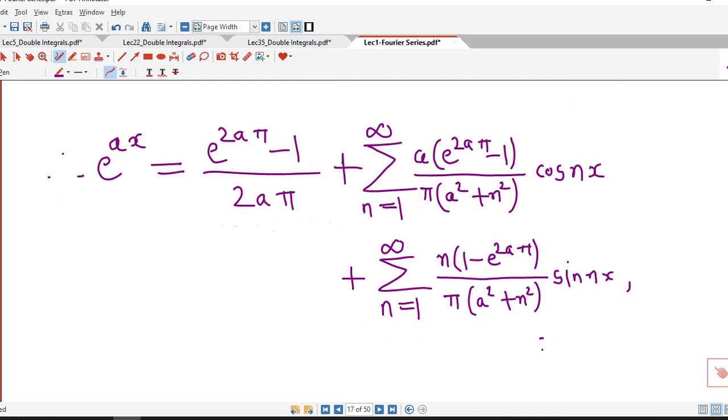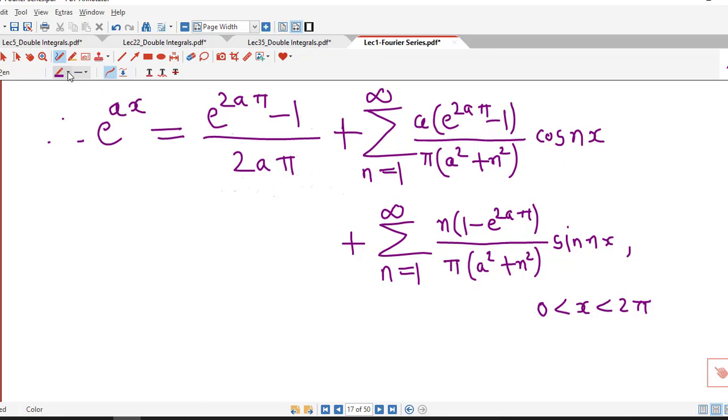So this is the Fourier series of e raised to ax in the interval 0 to 2 pi. Now here, if we wish, we can consider this a divided by pi outside the summation because it is independent of n. So here we can write a divided by pi outside the summation. Similarly here also this pi is independent of n, so we can take it outside the summation, plus 1 over pi. So this is the Fourier series of the function e raised to ax in the interval 0 to 2 pi.